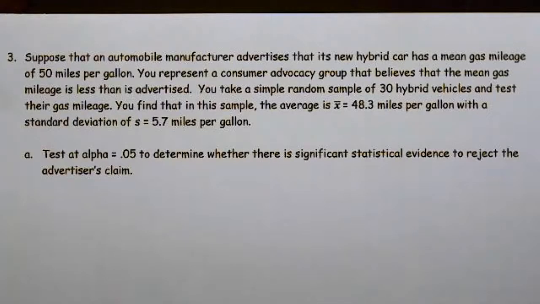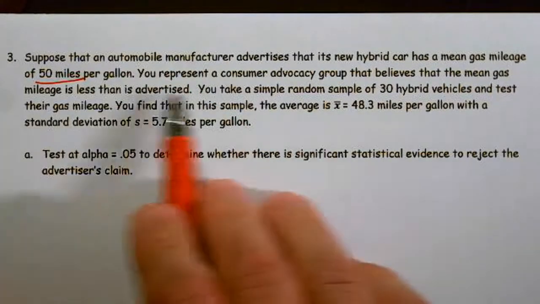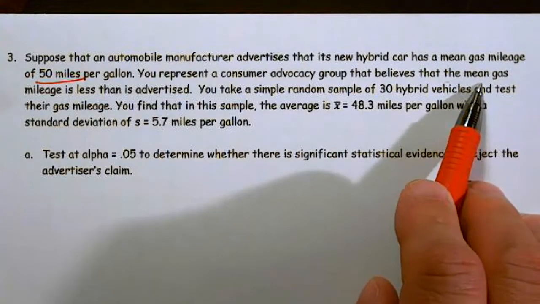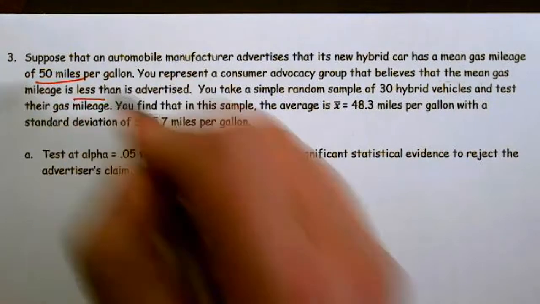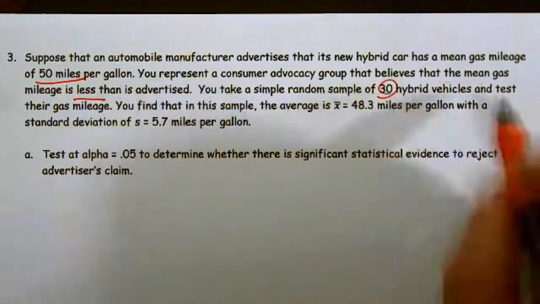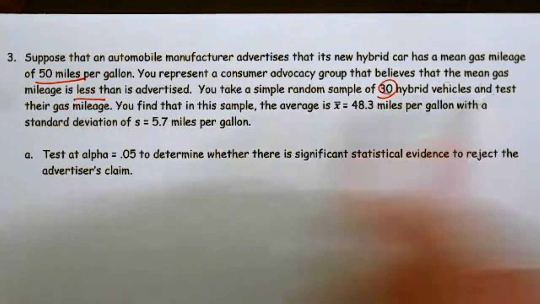Okay, suppose this is number 3 for the test review. Suppose that an automobile manufacturer advertises that its new hybrid car has a mean gas mileage of 50 miles per gallon. So this is the claim. You represent a consumer advocacy group that believes that the mean gas mileage is less than advertised. You take a simple random sample of 30 hybrid cars. 30 is important because it tells us we can run this test.